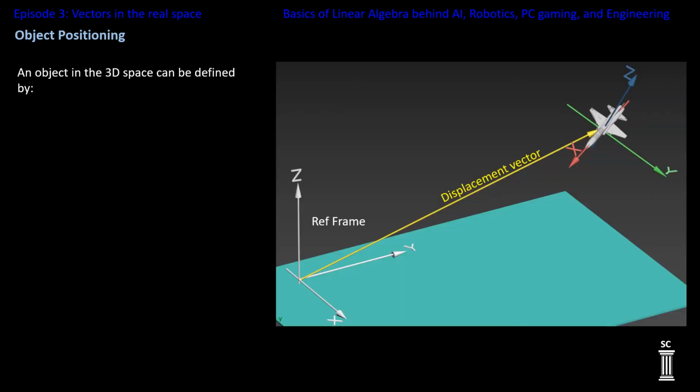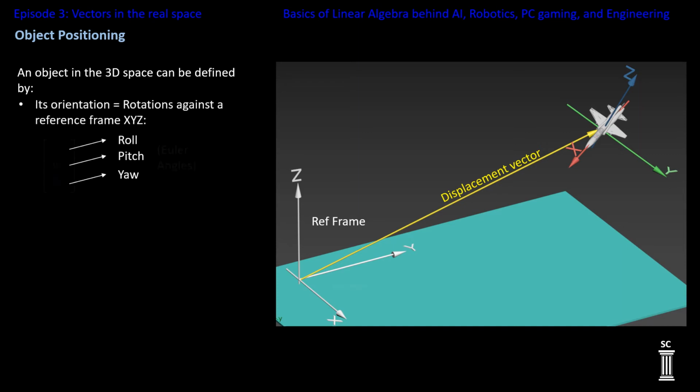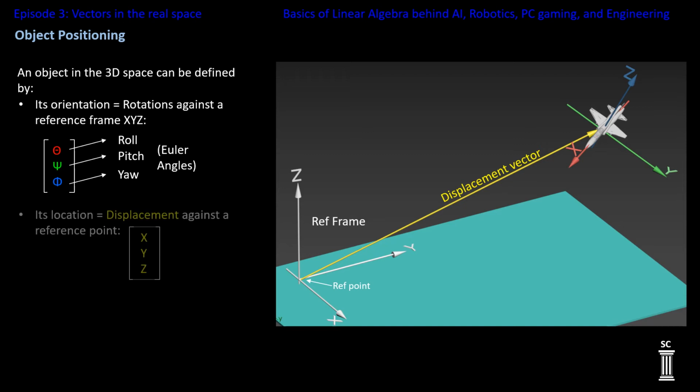An object in the 3D space can be defined by its orientation, which are the rotations against the reference frame XYZ with roll, pitch and yaw, and its location, which is the displacement against the reference point of that reference frame.